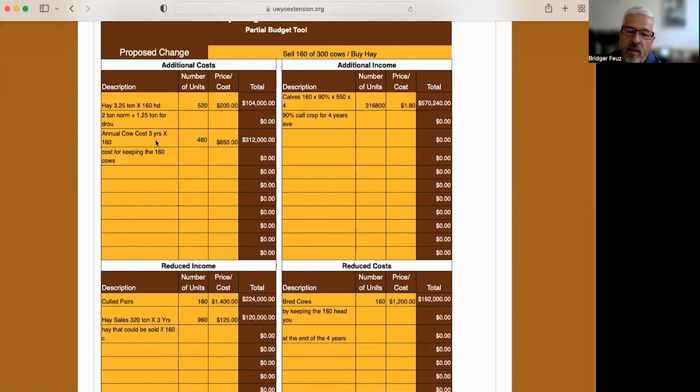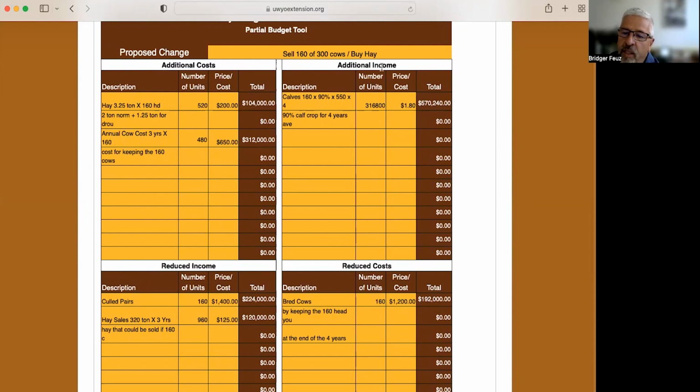Now, the annual cow costs for 3 years on those 160 head, that would be 3 times 160, or 480 total annual cost per cow. And if we had those in at $650, that's an additional $312,000 to keep those 160 cows.